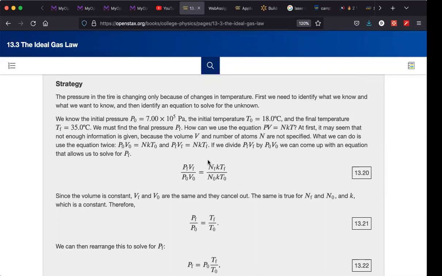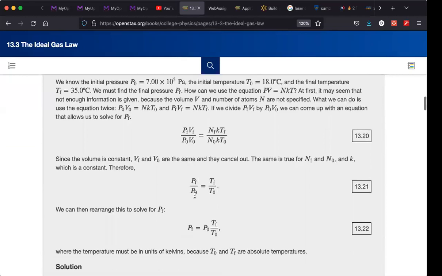So the N over the N is the same, it's one number over the same number. So that just becomes 1, the K over K becomes 1. We're not going to change the volume, so the volume final over the volume initial becomes 1. And we're just left with this equation: pressure final over pressure initial equals temperature final over temperature initial.